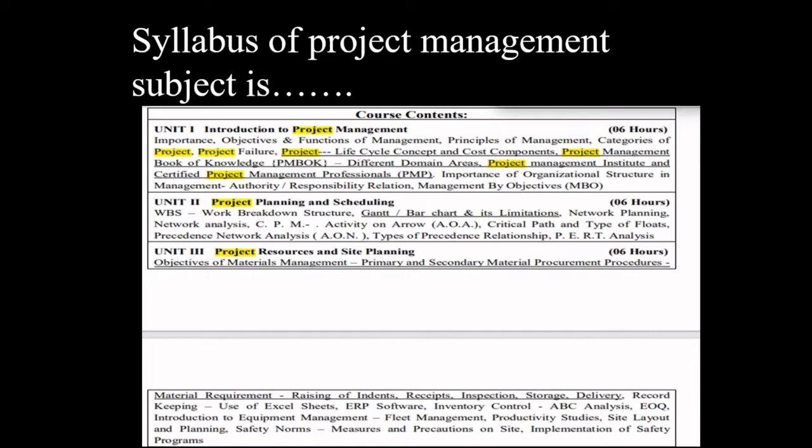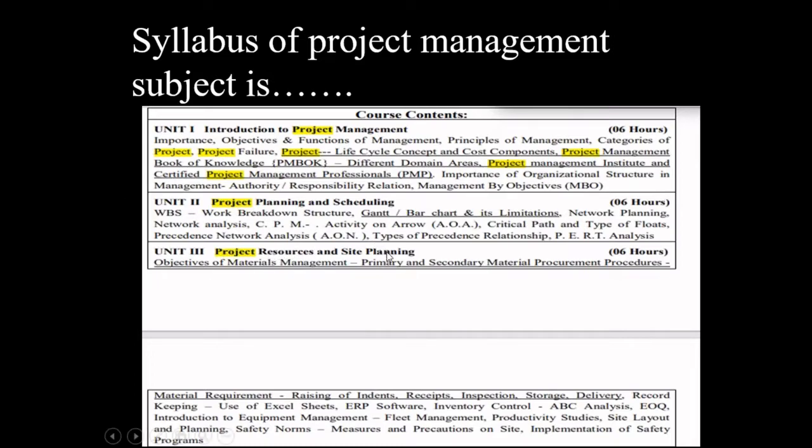Syllabus of project management goes in this way. Unit 1 talks about introduction of project management, like objectives, function of management, principle of management, then what are the domain areas of project management, certifications, and what are the responsibilities of a project manager. Unit 2 talks about how the project planning and scheduling is done using various charts like bar charts, also network, CPM. All these tools are being used so that the project planning and scheduling is done in a proper way.